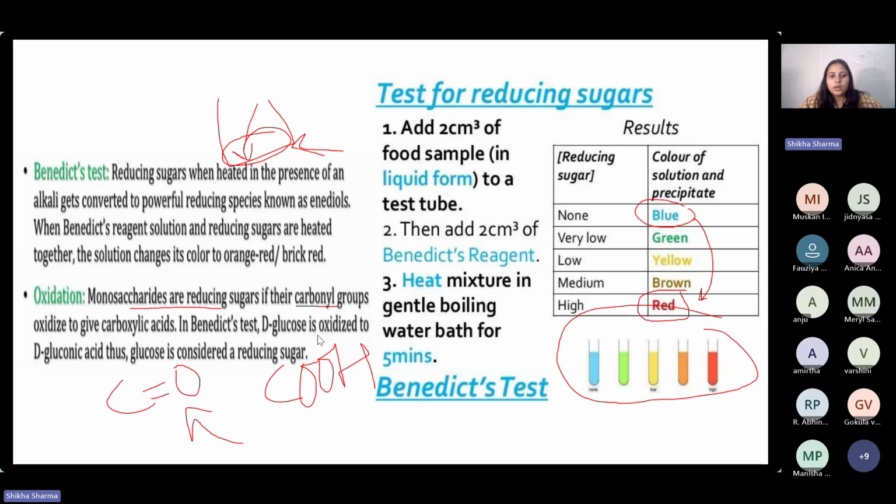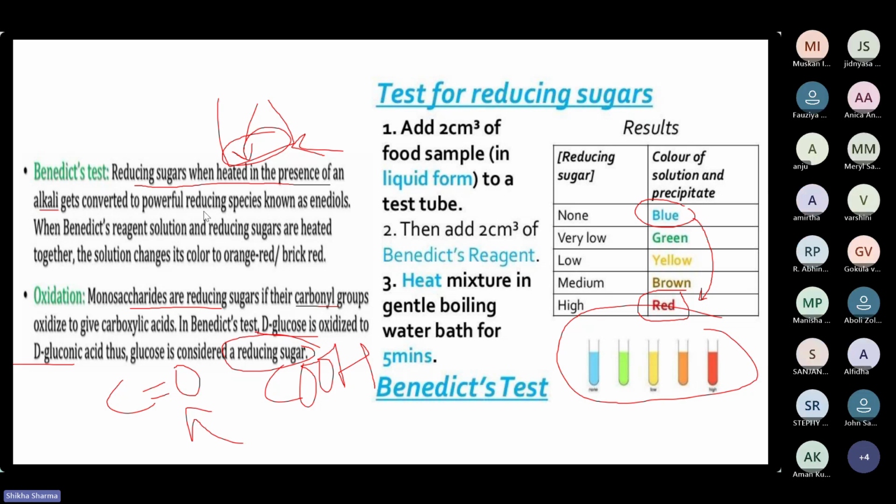So in the Benedict test, D-glucose is going to oxidize and form D-gluconic acid, and thus glucose is considered a reducing sugar. Also, in the Benedict test, reducing sugars are heated in the presence of an alkali and get converted to powerful reducing species like enediols. When the Benedict reagent reacts with the sugar on heating, it changes color to orange-red or brick red.